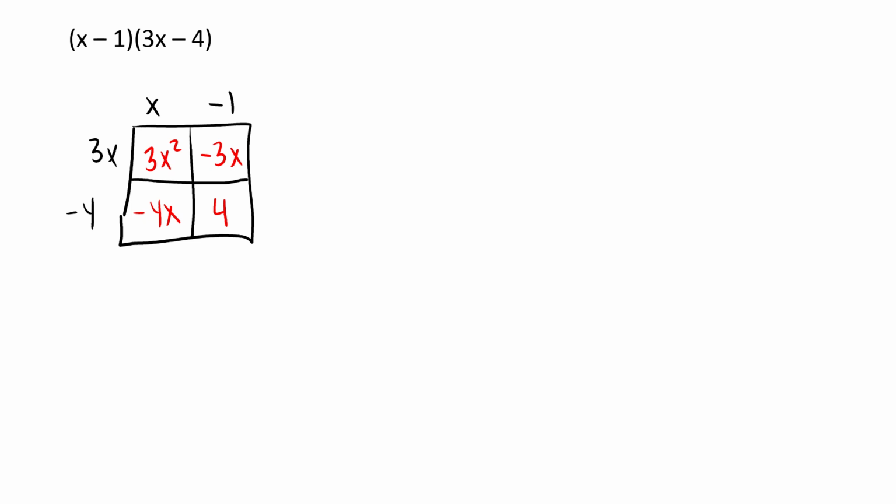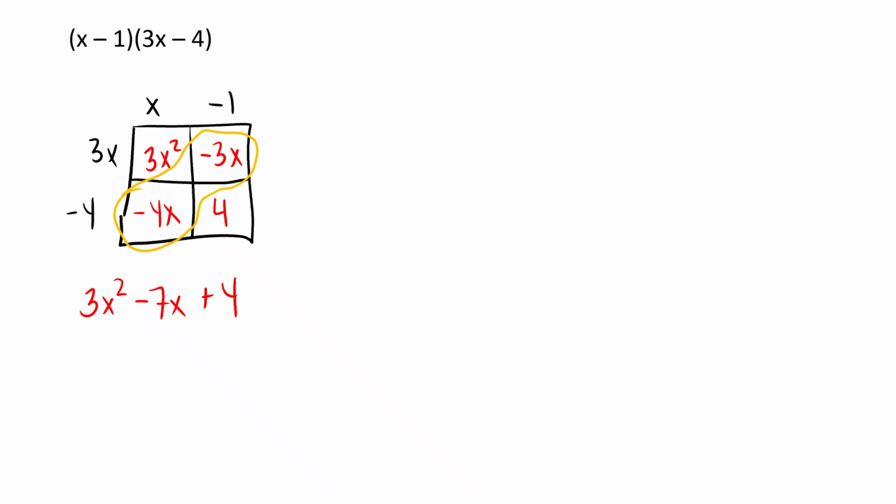And this is what I would normally do. I would just look at that and say, okay, those are my like terms. Those are the things I need to combine. So I'll have 3x squared, -4x plus -3x is -7x, and then a +4. So normally I would not write in that other step, and you're welcome to do that.